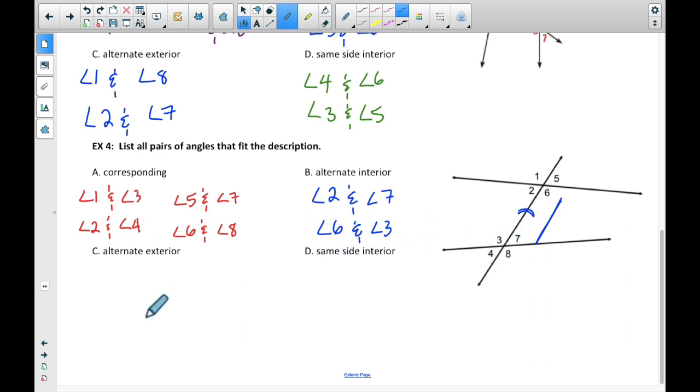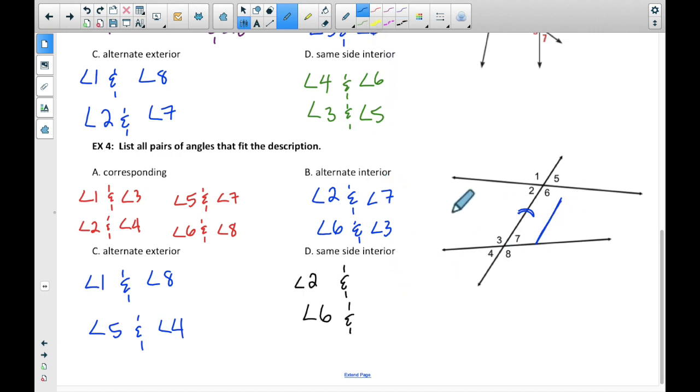Alternate exterior, those are the outside, so that's like angle 1 and angle 5. Not that those go together, but we're looking for what does angle 1 go with and what does angle 5 go with. So we go to the very outside, we go to the other side of the line. See if you can come up with it. Okay, angle 1 goes with angle 8, exterior and alternate, and 5 and 4, again, alternate and exterior.